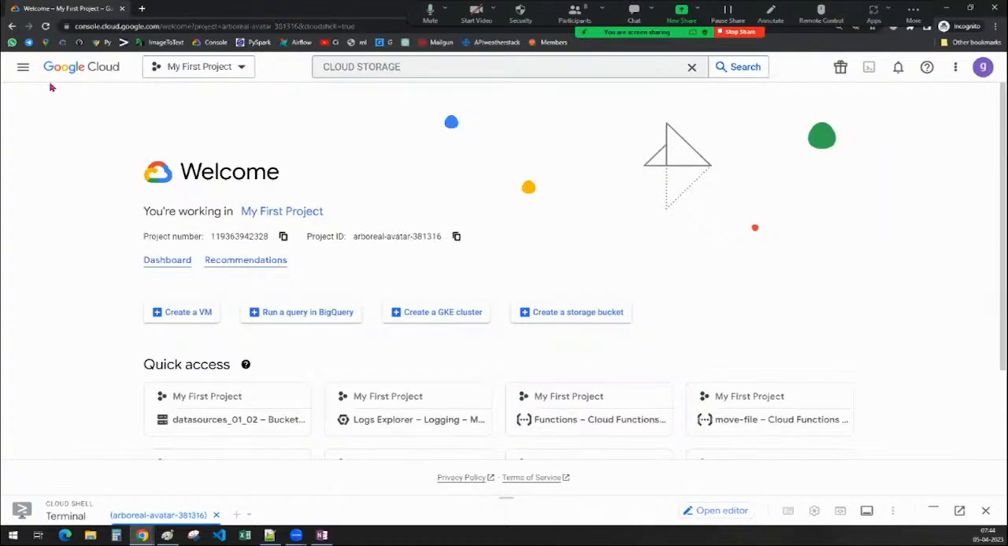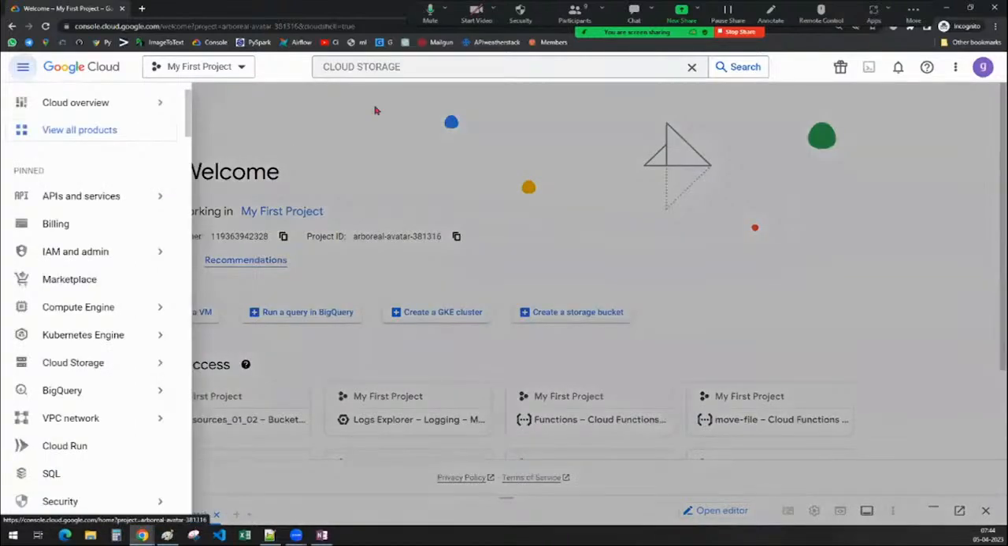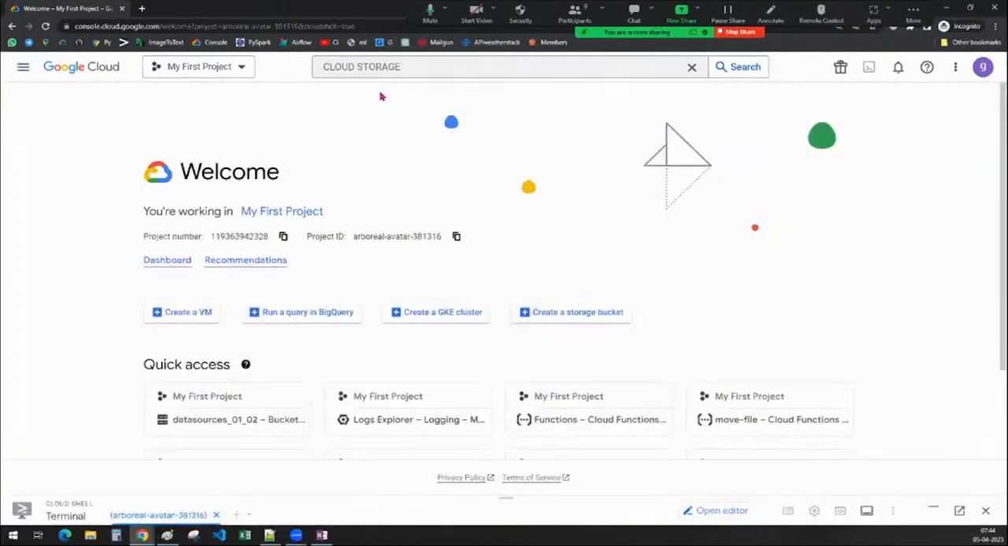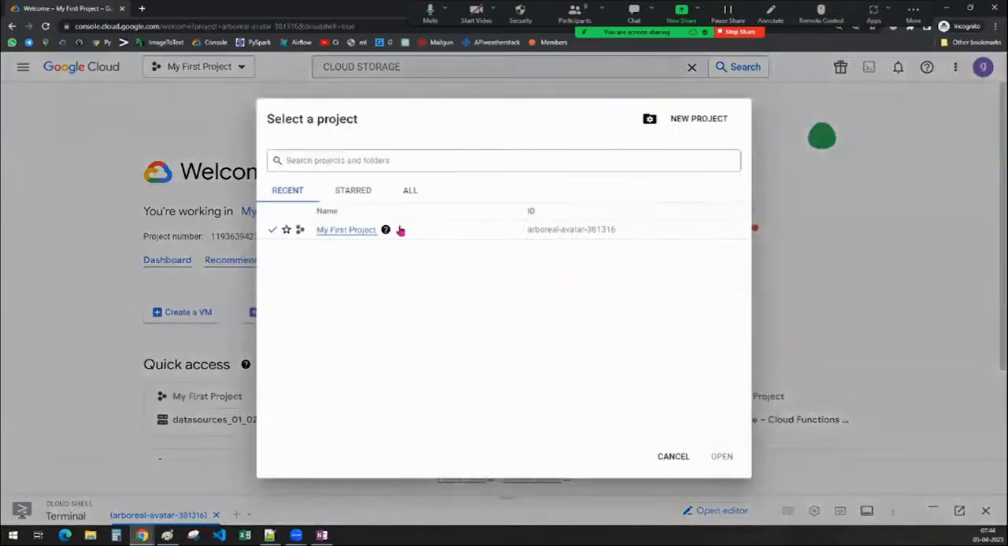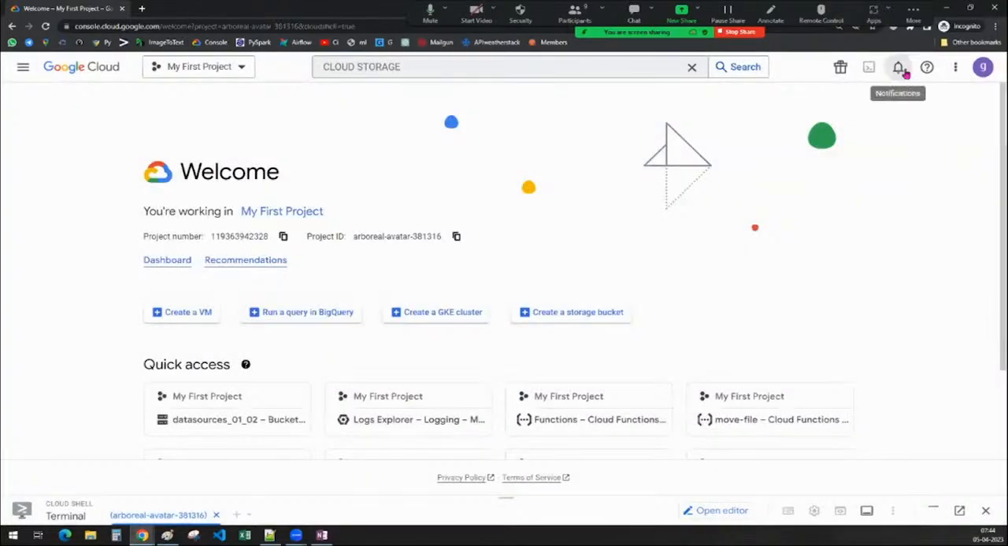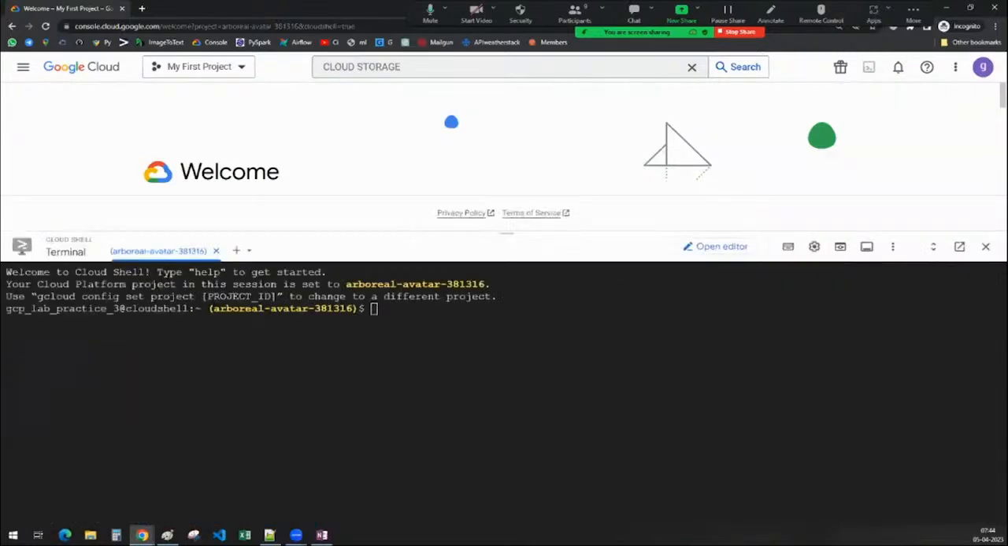In Google Cloud, you have a navigation menu for selecting each and every service, or you can go to the search box for selecting a proper service. And one more thing, you can select a proper project here. Either you can select an existing project or create a new project. And here you can go to the project settings as well. And one more thing is activate Cloud Shell. So you can see the Cloud Shell was activated.